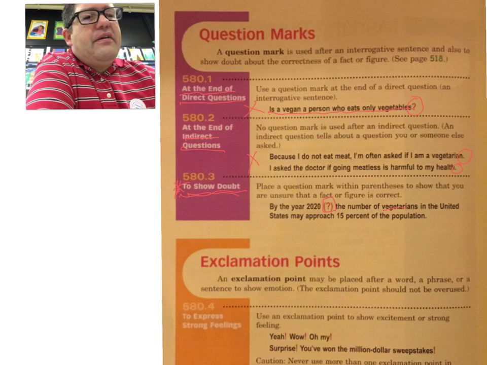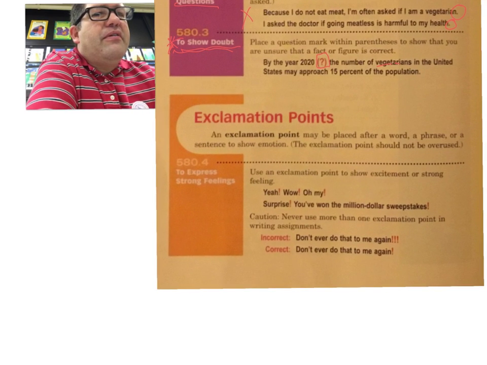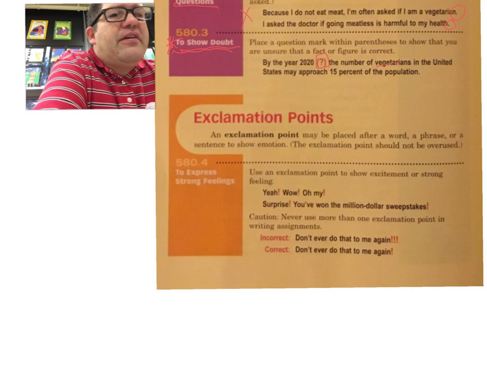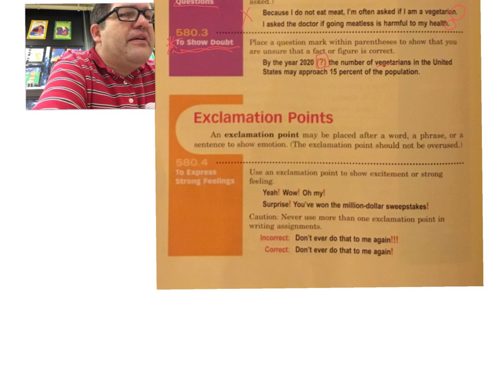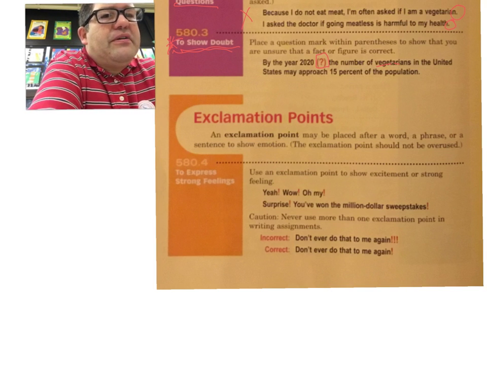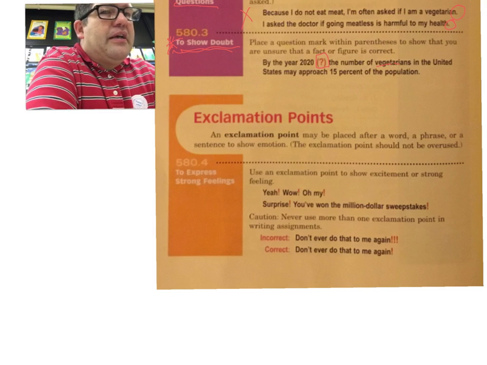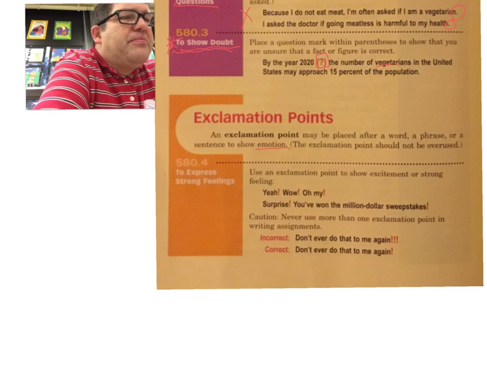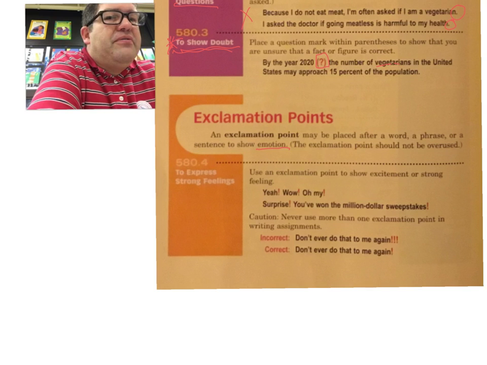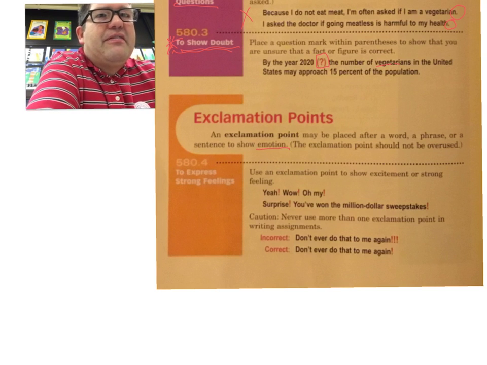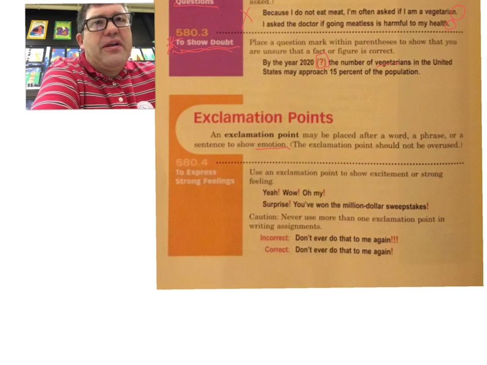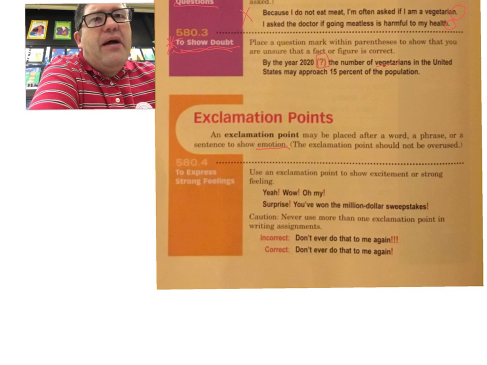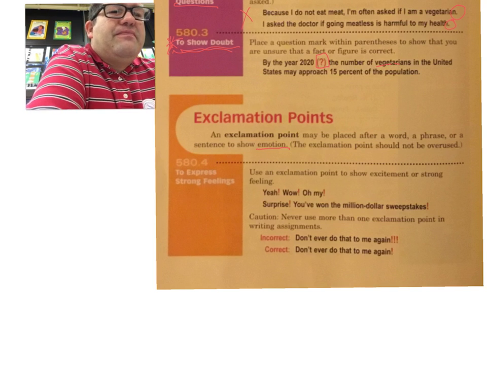Okay. And then, if you don't have a period or a question mark, the other thing you could have is an exclamation point. An exclamation point may be placed after a word, a phrase, or a sentence to show emotion. That's the key. The exclamation point should not be overused. Sometimes I do this in emails. I just keep using it over and over and over. It's too much. We can't use too much. It's like someone shouting at you all the time. Yay, wow, oh my, blah, blah, blah. And you think, well, it's too much.